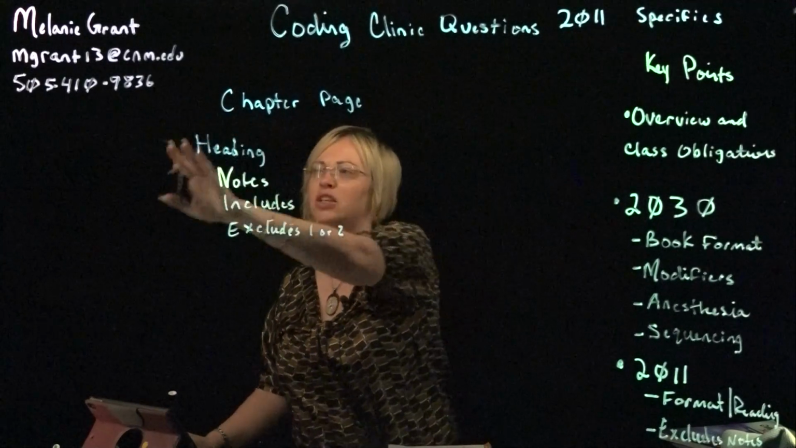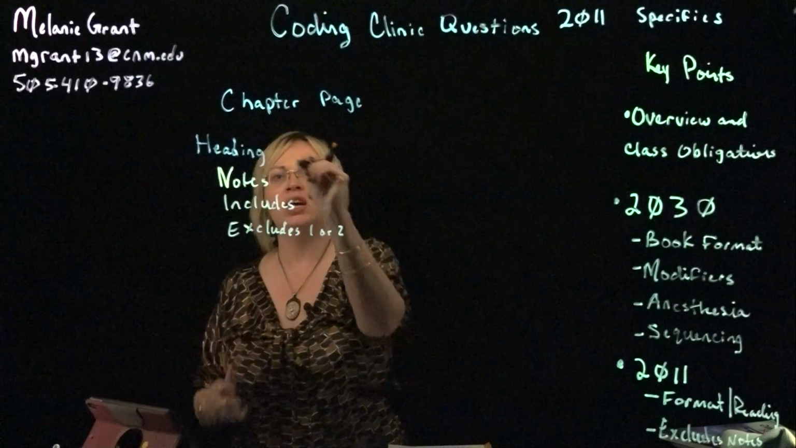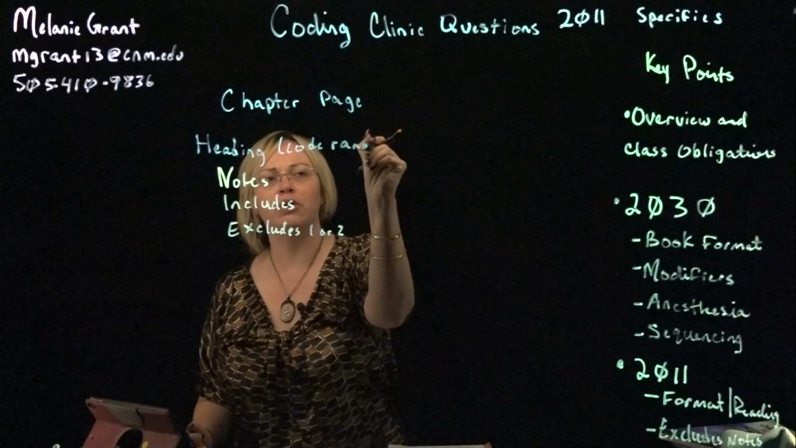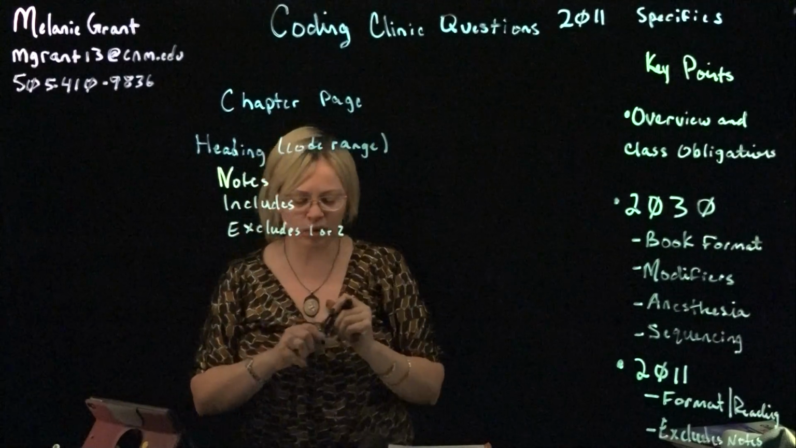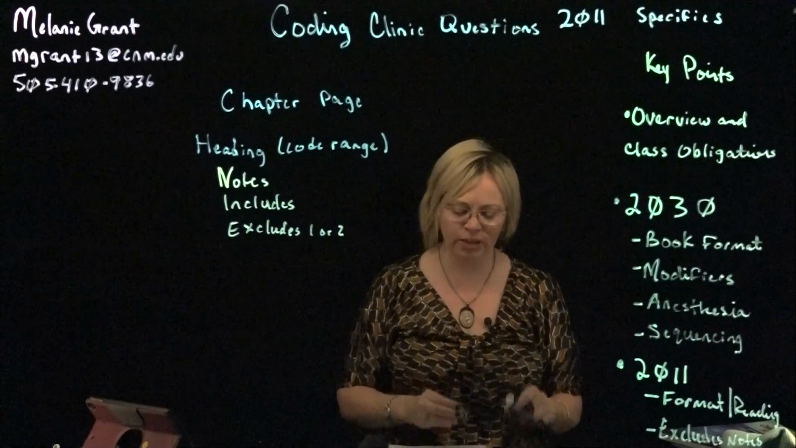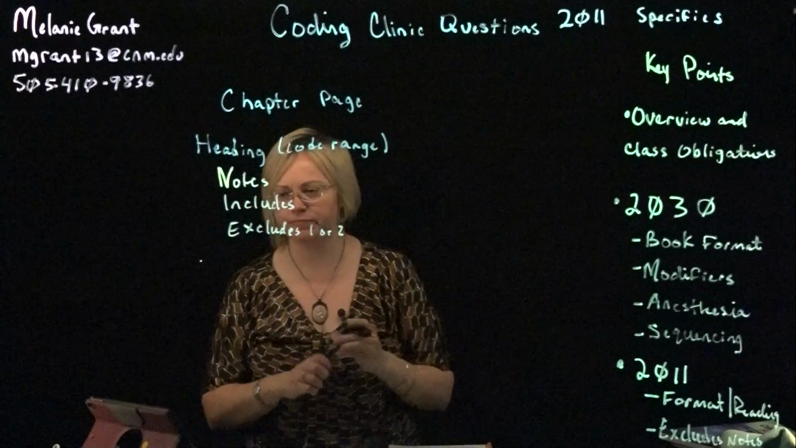Okay, so if we look at our chapter page, this is the first place we should look, is under the heading, which has the code range, including your code. So anytime there's a code range that includes your code in a heading, that means everything about that heading applies. Then we have chapter blocks.